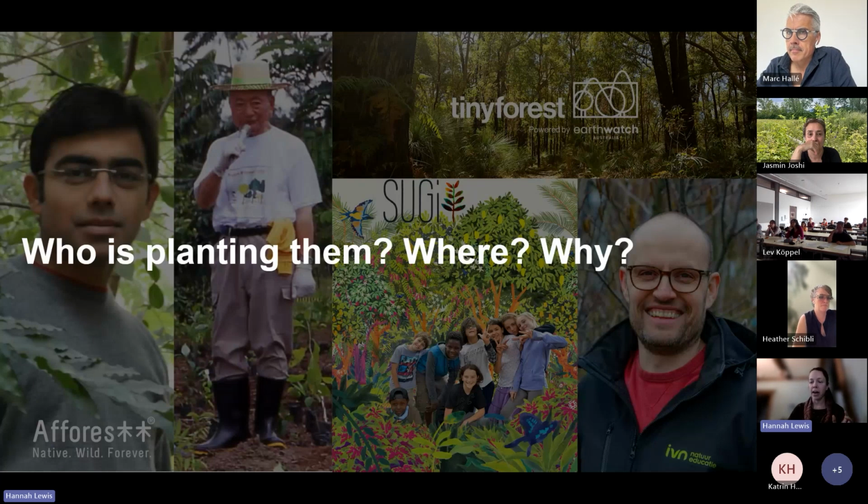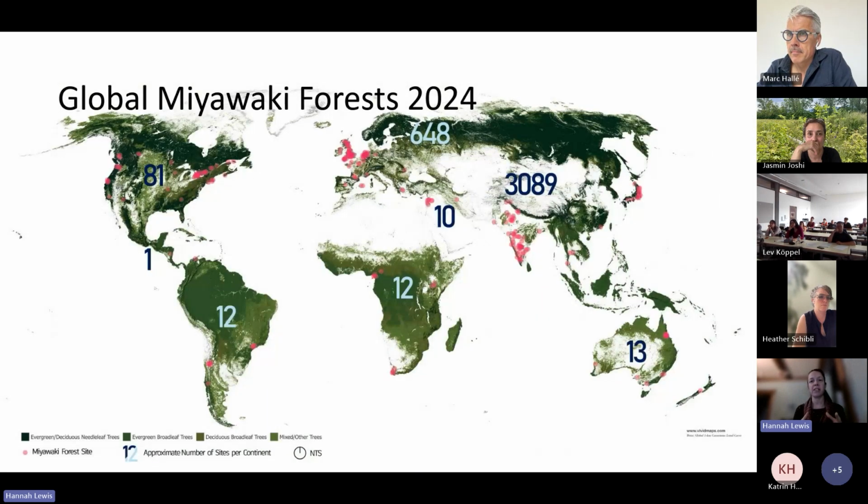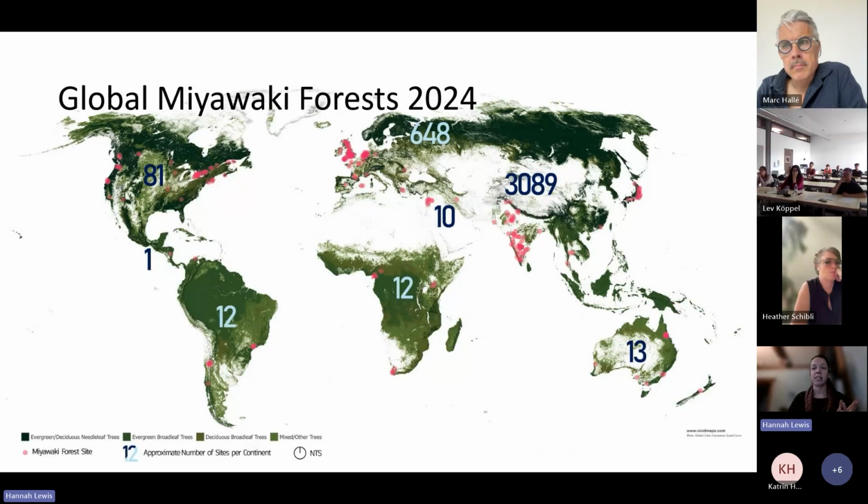And so this map gives you a sense for the spread of the Miyawaki method. You can see that it's really taken hold on every continent. And these are just estimated numbers. It's actually a little bit hard to know how many mini forests there are in the world, because, for instance, our project in St. Paul, I don't think anybody knows about that just by searching the web.